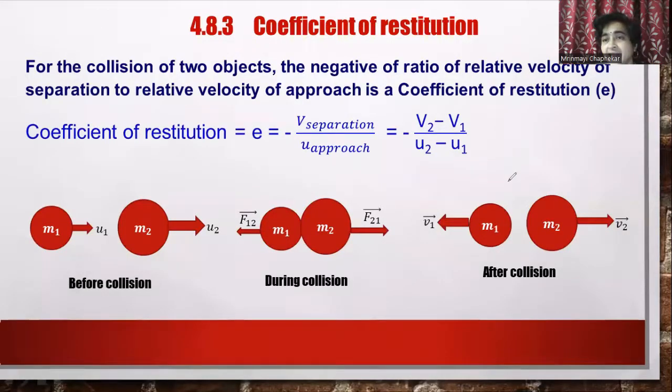In perfectly inelastic collision, both bodies stick together after collision, right? What will be relative velocity of separation? Both bodies stick together. They move together with the same velocity. So relative velocity of separation is 0 for perfectly inelastic collision. So as the numerator is 0, coefficient of restitution is 0 for perfectly inelastic collision.